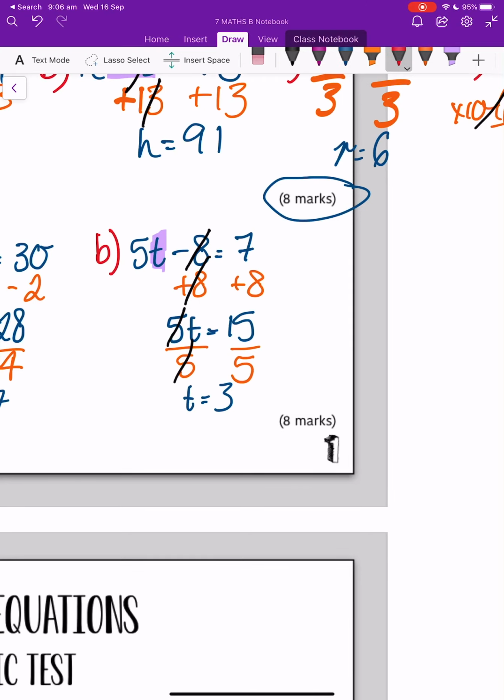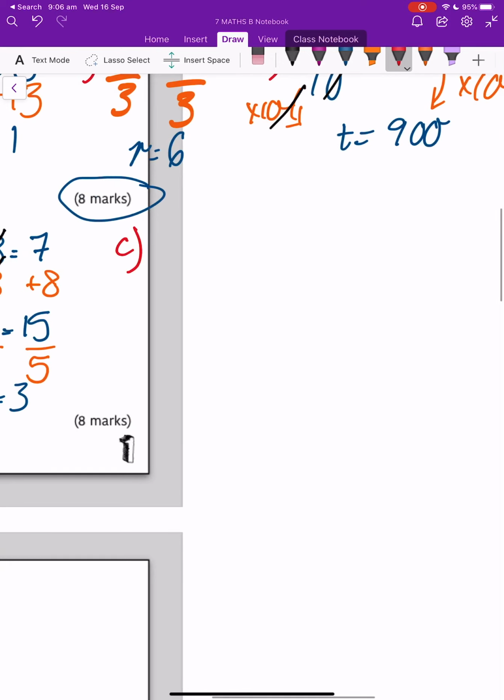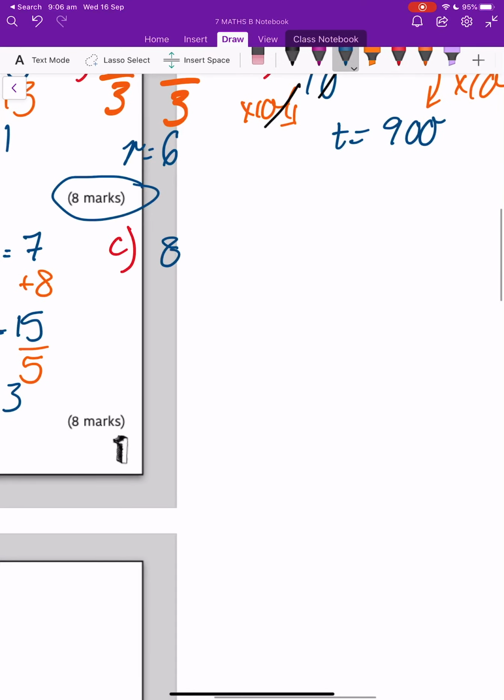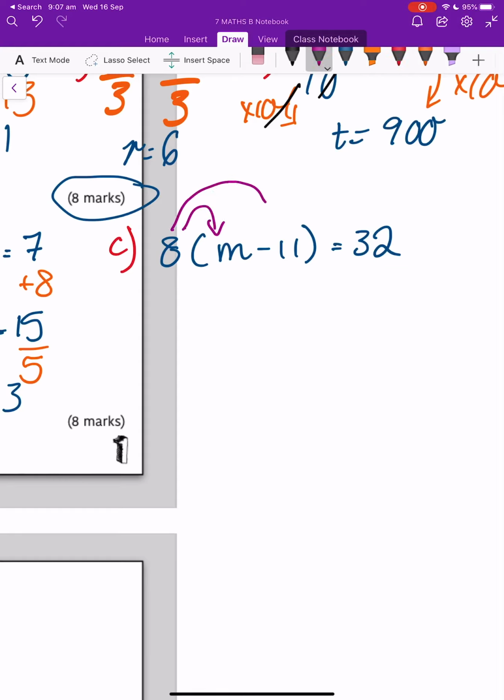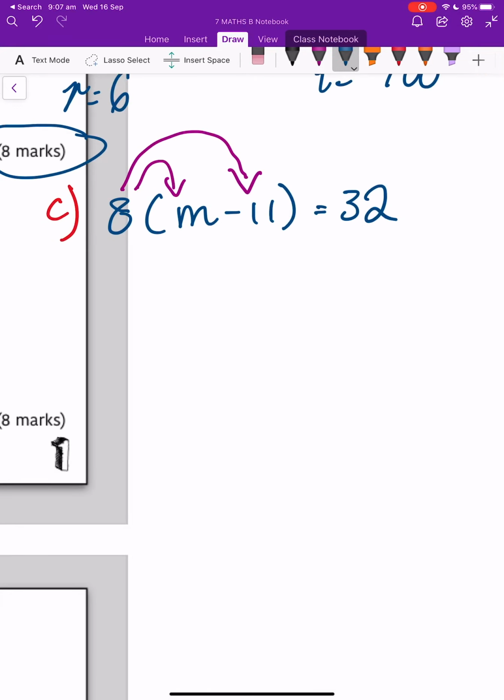Now, part C says 8 in brackets m take 11 equals 32. Now, with these types of questions, you need to use the distributive law to firstly expand the brackets. So that means 8 needs to be multiplied by m and 8 needs to be multiplied by 11. So let's do that first. That's our first step. 8 times m gives 8m, take away 8 times 11, 88, equals 32.